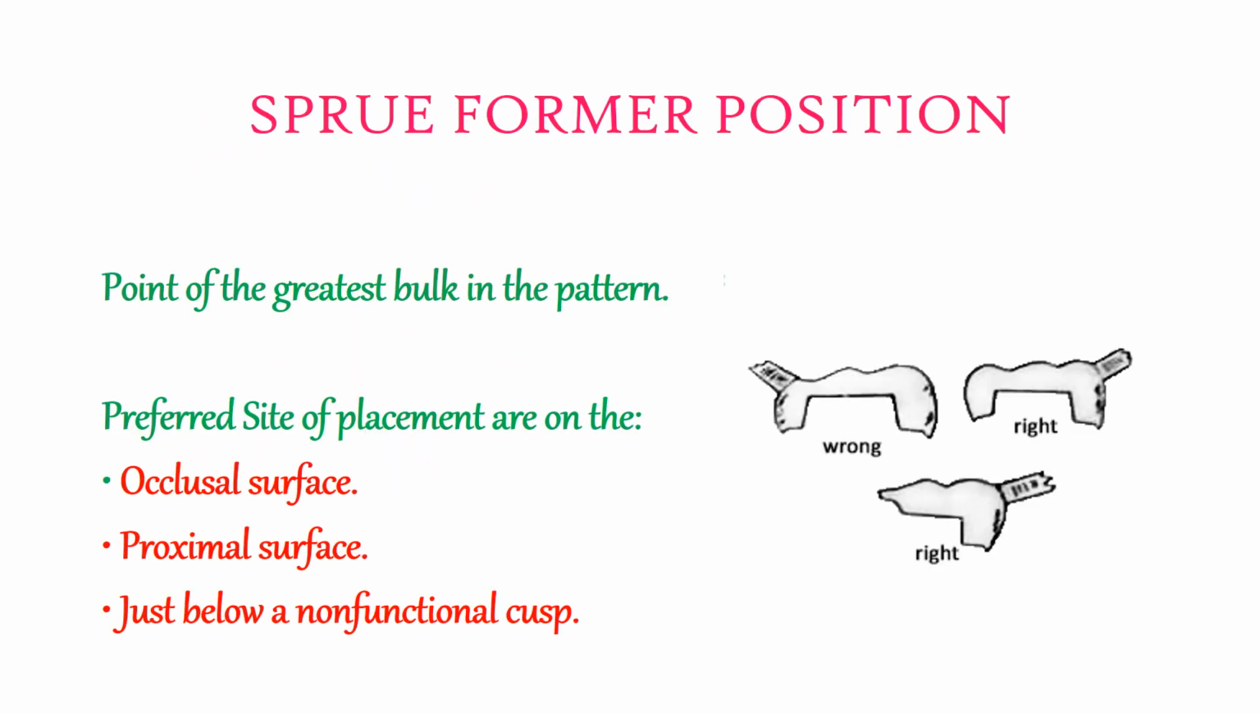Next thing is sprue former position. The sprue should always be attached to the point of the greatest bulk in the wax pattern. In this figure you can see this is wrong. Why? Because the point of greatest bulk is here. So your sprue should be positioned at the greatest bulk in the wax pattern. See, this one is right, because the bulk is here. And there are several preferred sites for placement of the sprue, which can be on the occlusal surface or proximal surface or just below a non-functional cusp.